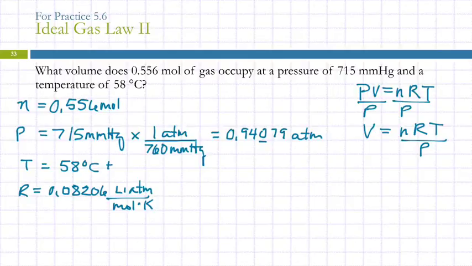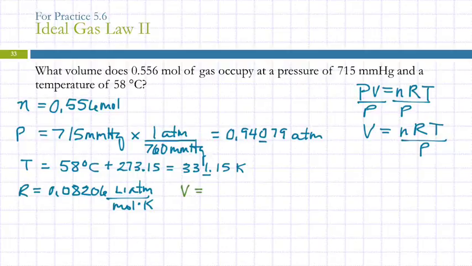The Celsius temperature has to be converted to Kelvin. So 58 plus 273.15, 331.15 Kelvin. This was measured to the nearest 1 degree, and so my converted temperature will have uncertainty in that one's place. Now I have all the numbers I need. I can plug them into the equation.